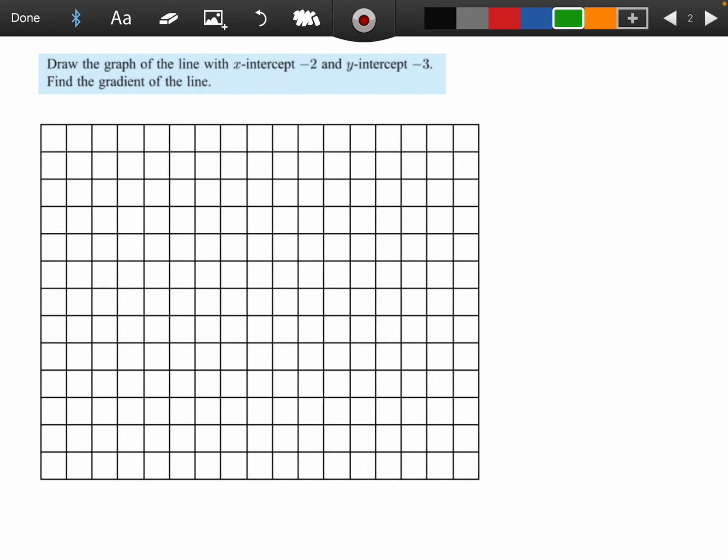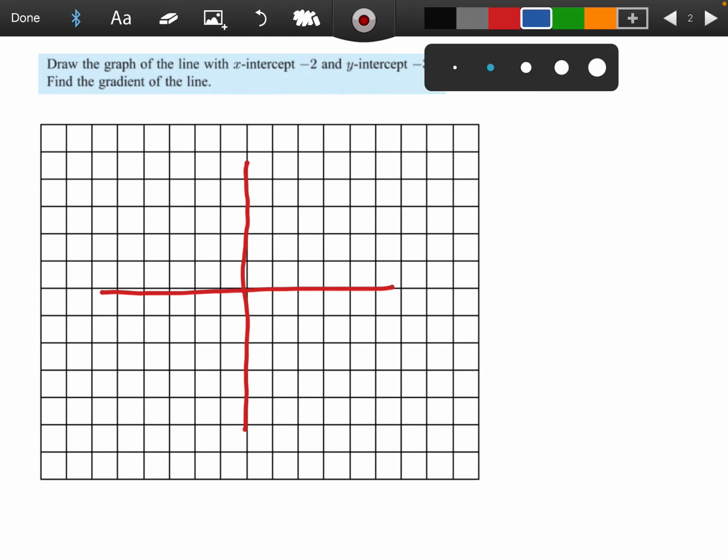Another way of looking at this kind of question is if you are given the intercepts and then asked to draw the graph, and in this case, you're also asked to find the gradient. So we start by drawing the graph. We're going to draw our axes with a ruler, not like I am doing. Okay, so we've got our x and y axes drawn. Our x-intercept is -2, so that line crosses the x-axis at -2, there. And then our y-intercept is -3, so it crosses the y-axis at -3, which would be there.